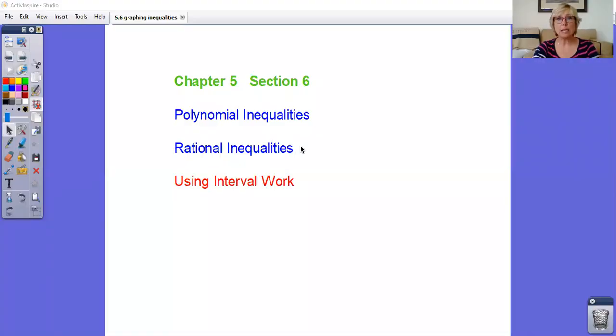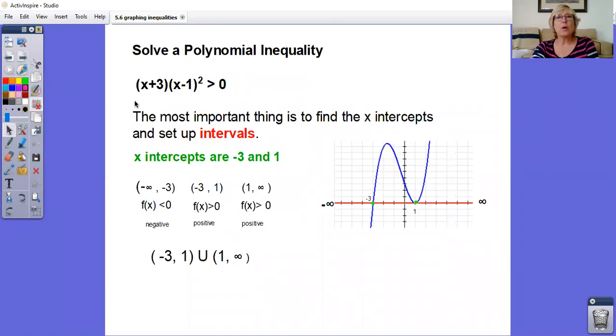Super quick, super easy. They are talking about polynomial inequalities and rational inequalities. I want to touch on this because we use what we call interval work. I've worked with you a little bit on this, but it is essential in calculus that you know how to do this operation.